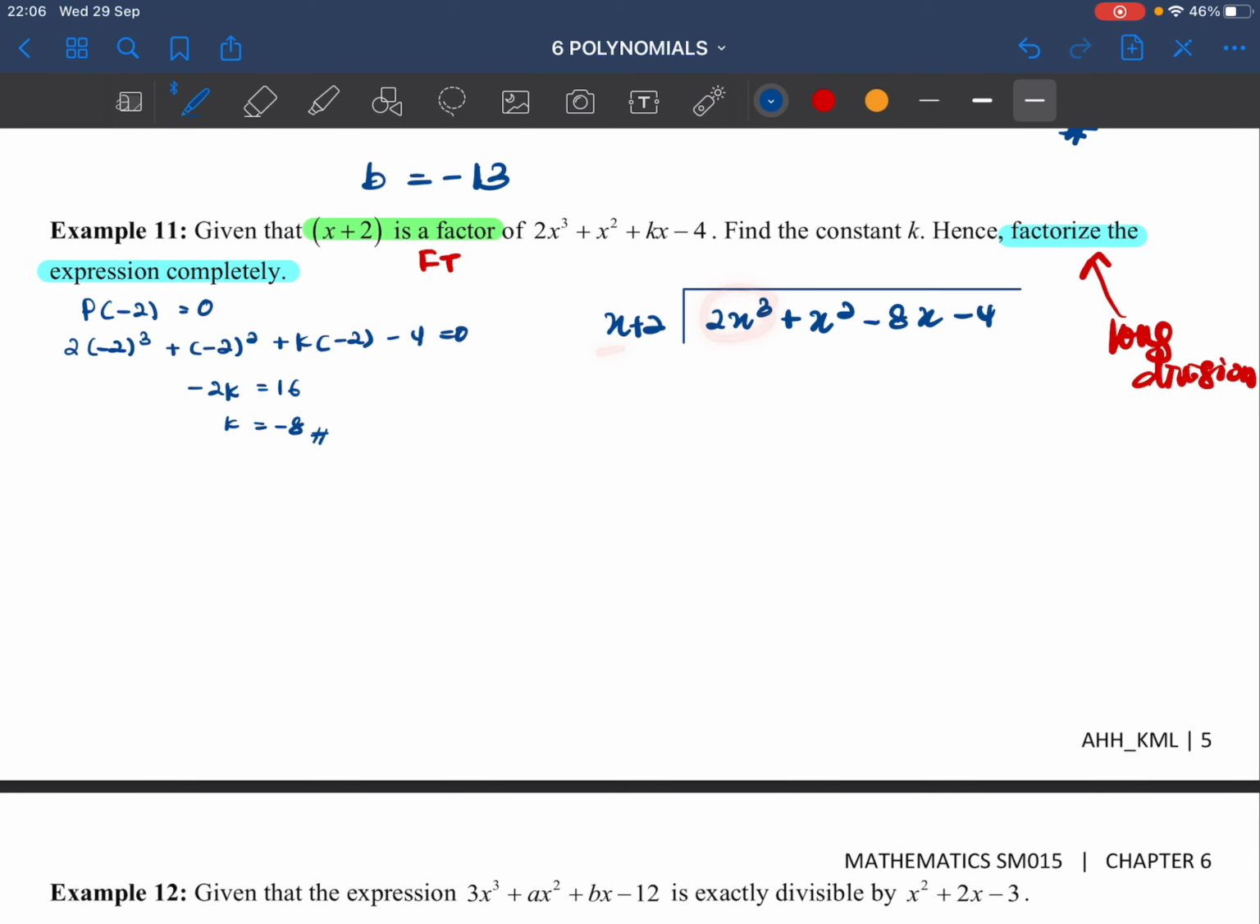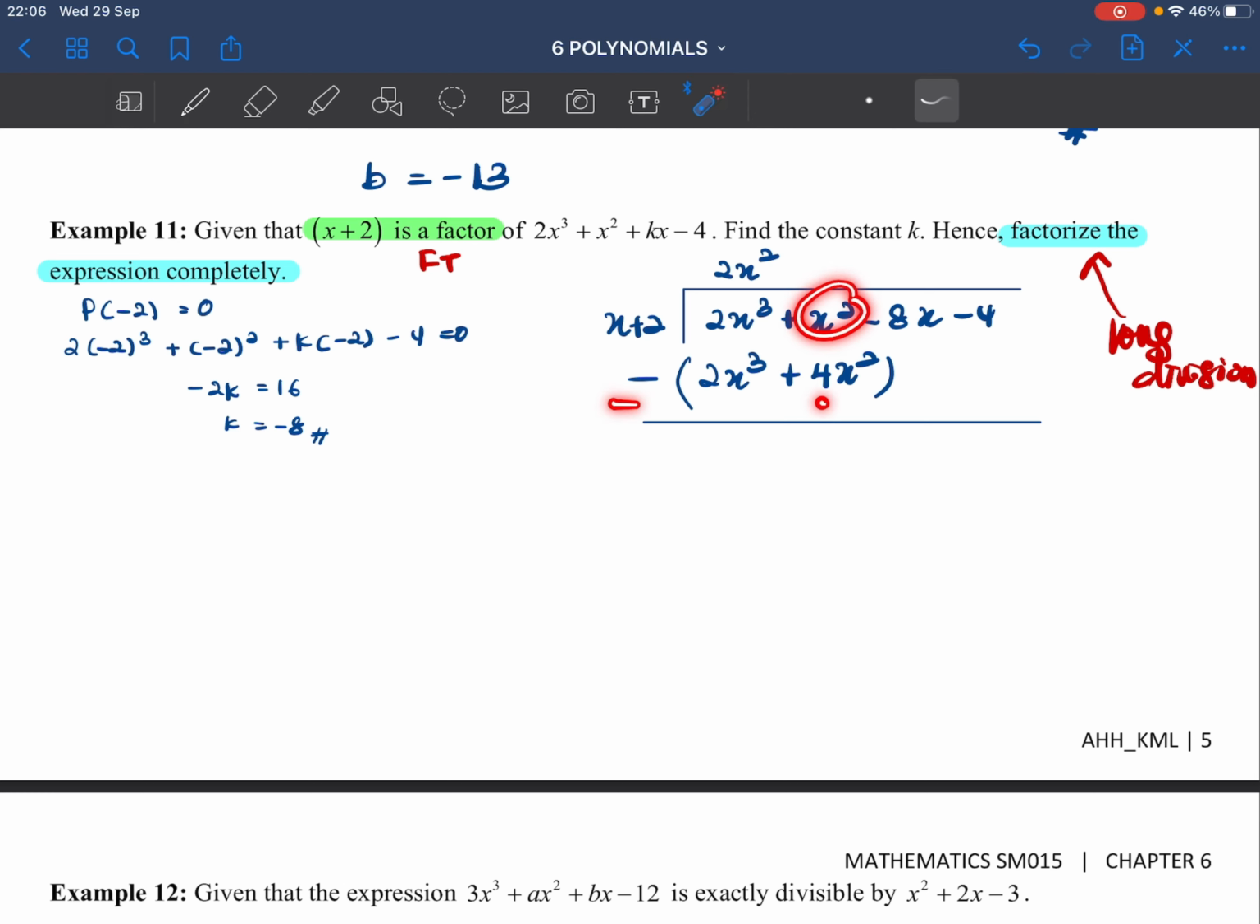2x cube divided by x, we have 2x square. That is why your long division knowledge must be okay by now. Okay, so now multiply back, we have 2x square. 2x square times 2, we have plus 4x square. Sorry, this is x cube. Okay, minus everything.